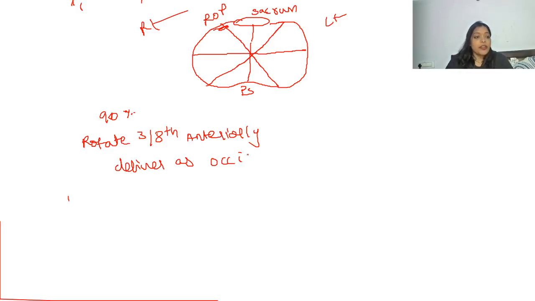Right? Now here comes the next MCQ. What will be the engaging diameter in occipito-posterior? What will be the engaging diameter in occipito-posterior?